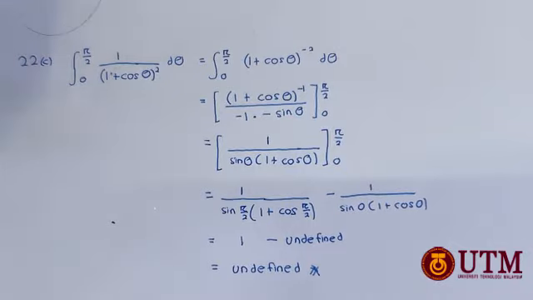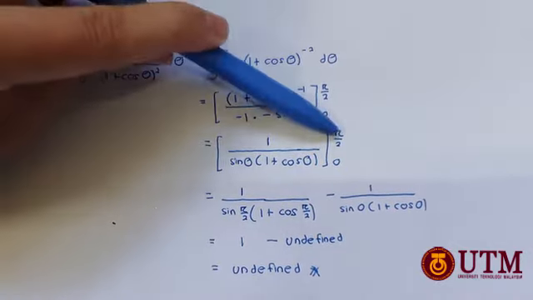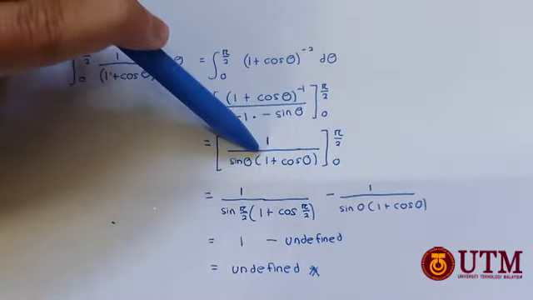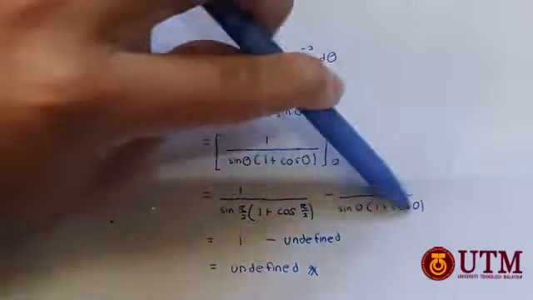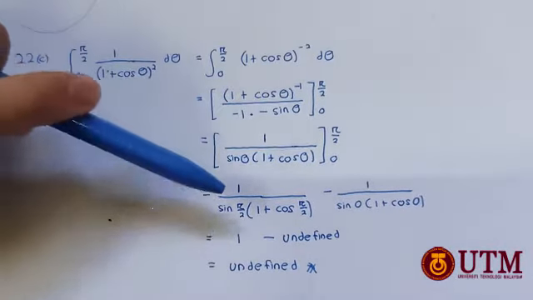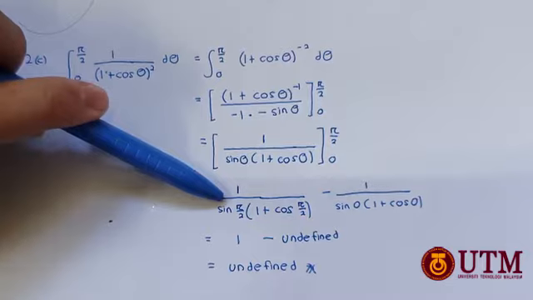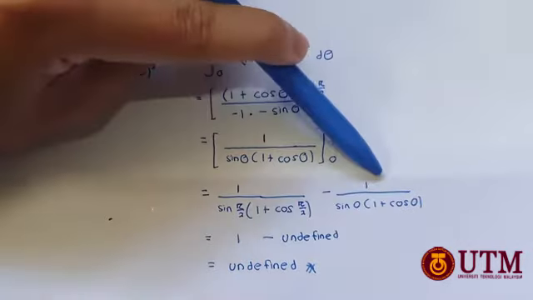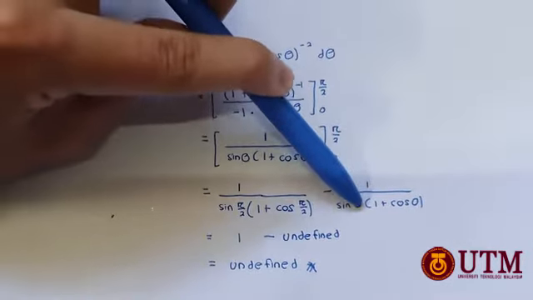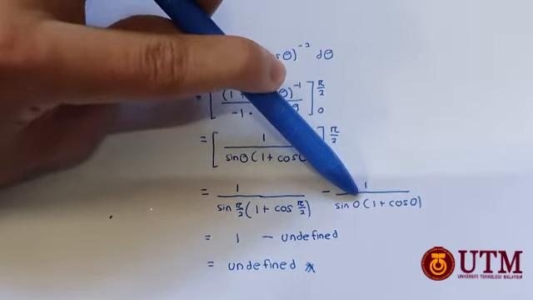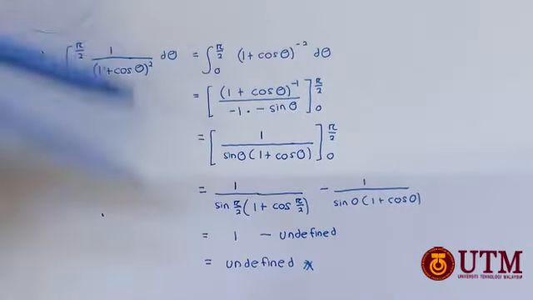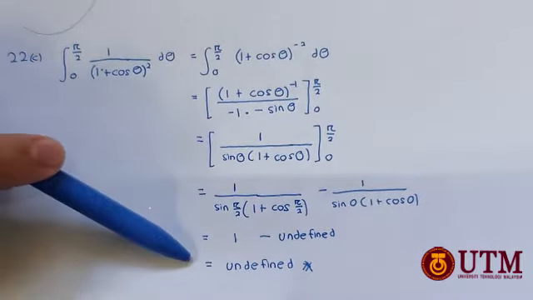To get the value, we just insert the value of pi over 2 and 0 into the equation, and we will get this equation. So for these terms, we will get 1, and for this term, we will get undefined, because sin 0 is equal to undefined. So for this question, the answer is undefined.